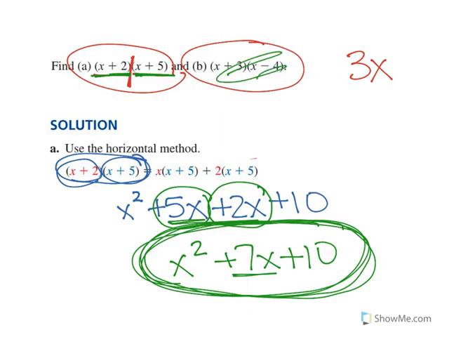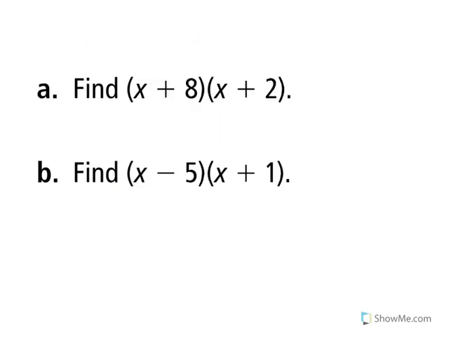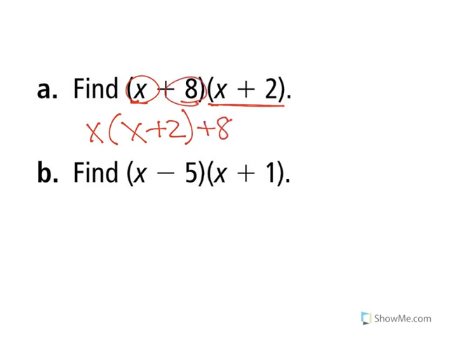Yeah, I'm going to not do this one. I'm going to just move on to the next screen for space purposes. Okay? So, using the horizontal method, we're going to take this part of the first one and multiply it by all of that. So x times x plus 2. And then plus 8, the other part of that, and multiply it by everything. And so I'm going to move down here in the bottom here.